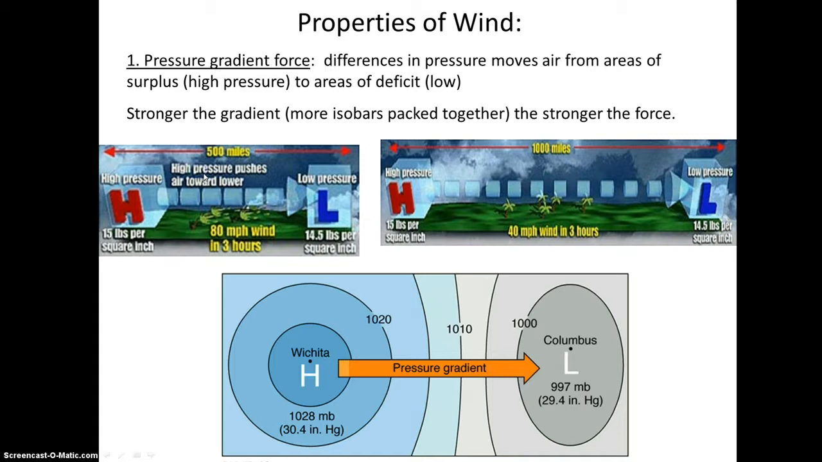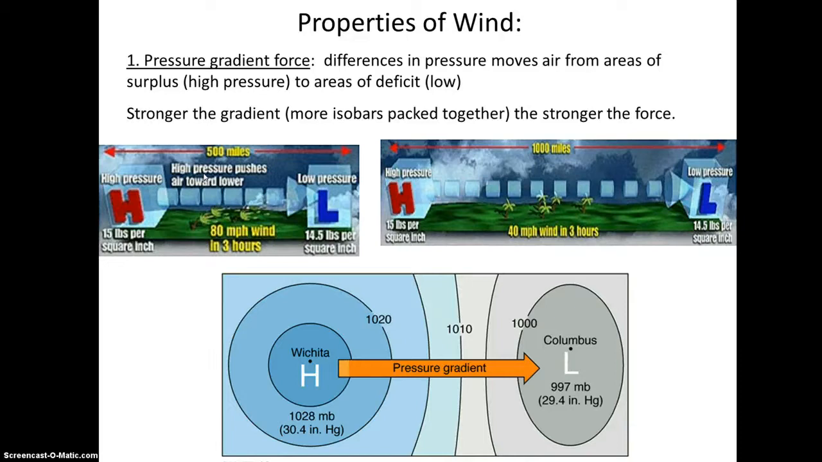Pressure gradient force is where the Earth likes to fix an imbalance. So that whole idea of the sun heating the Earth differently, the land versus the water. If you heat the land, then you're going to end up having the air rise. If the air rises, there will be fewer air molecules at that area, so that would be considered a low pressure because there's less air. And then it's an imbalance and the Earth has to fix it.